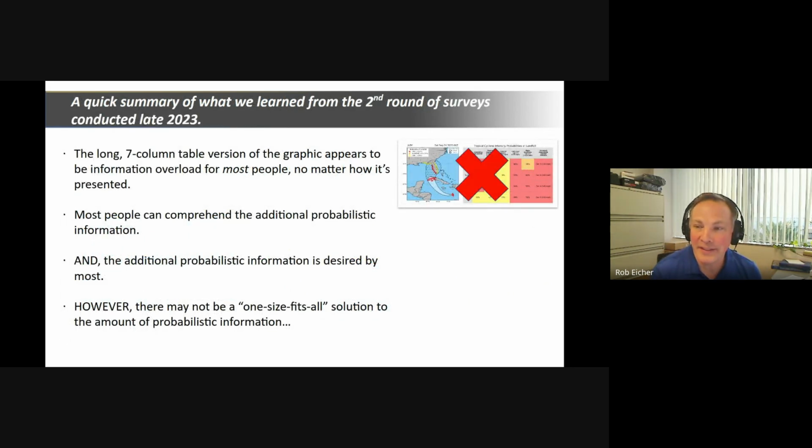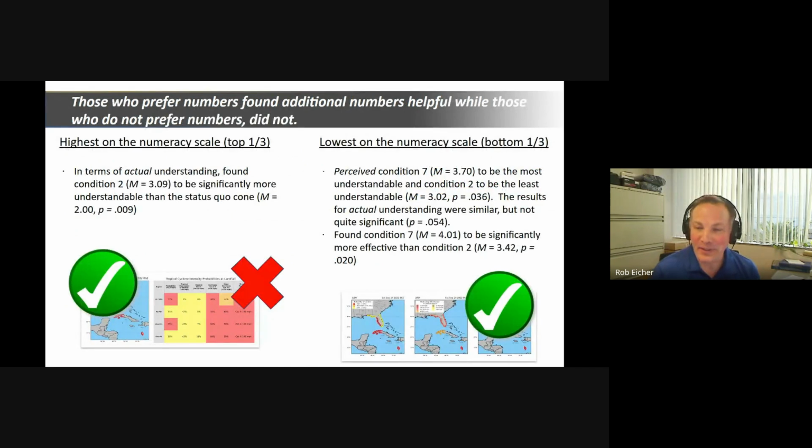In general, we found that the longer table version didn't test well on most of our metrics, despite our efforts to make it better, to make it more understandable. In many ways, we only made it less so. So that one didn't seem to work for most people. But when you give them that shorter table version, most people were able to comprehend that additional probabilistic information. And that's information that they desired, that they actually wanted to see in a forecast product. But next slide, please. Unfortunately, there may not be a silver bullet answer to this question.